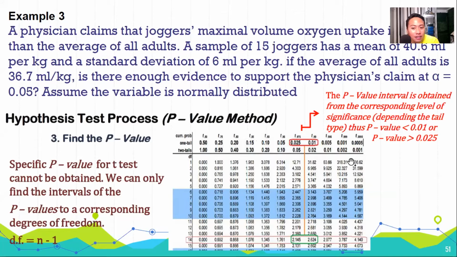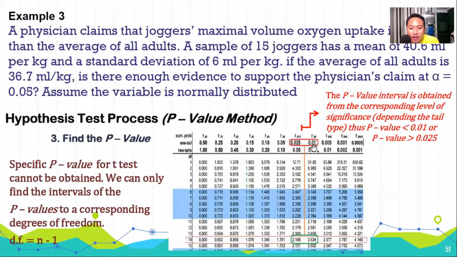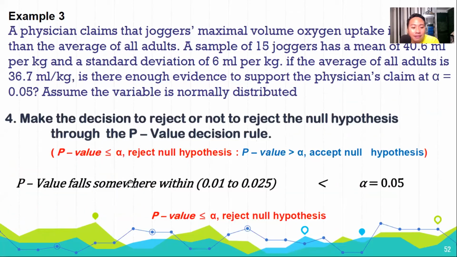Let's go to step 4. Take a look. 0.01 to 0.025, 0.01 to 0.025. This means to say the p-value falls somewhere within this interval. And all these numbers here, starting from 0.01 until 0.025, are all less than 0.05, right? Which means to say, if your p-value is less than or equal to alpha, you reject the null hypothesis. Comparing these two numbers here, you can say that you have to reject the null hypothesis.